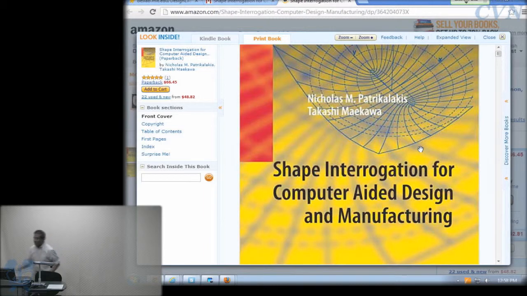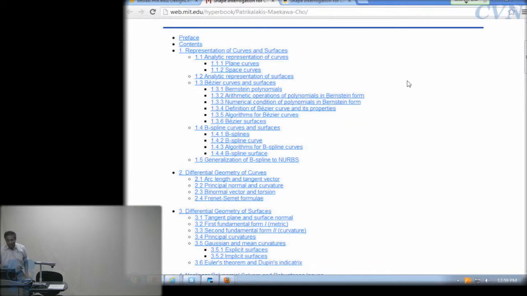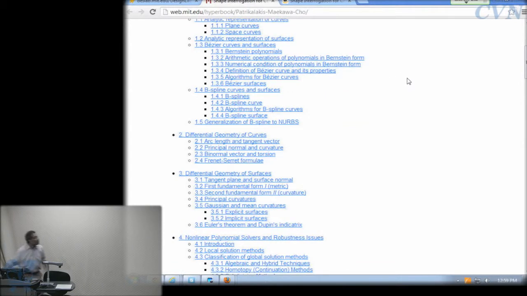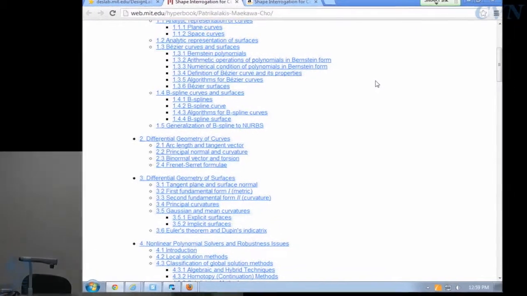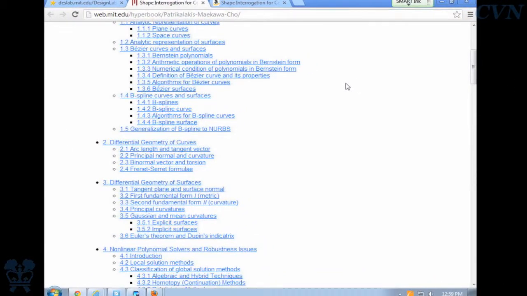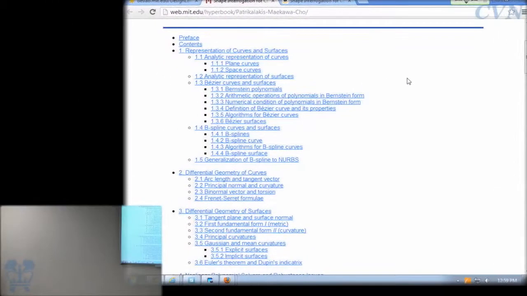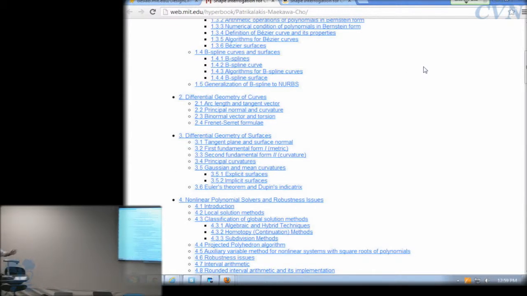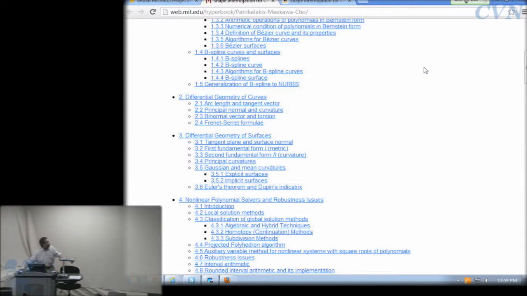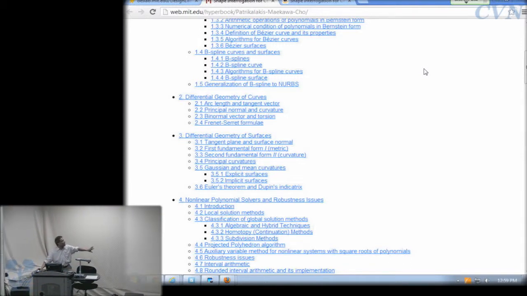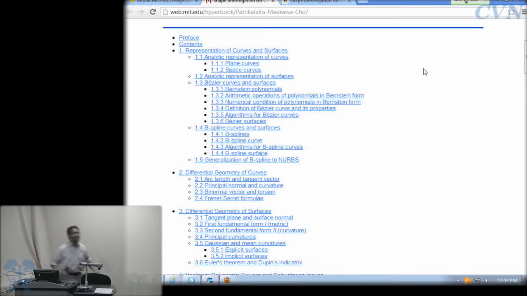What we cover in the course is the first few chapters of the book. It starts with the issue of representation of curves and surfaces. I'll get into a little more details there. Then differential geometry of curves and differential geometry of surfaces. And then we consider a bunch of other topics. But these are the main topics, and we consider applications and some material from the remaining chapters. But the bulk of the focus is on the first three chapters.